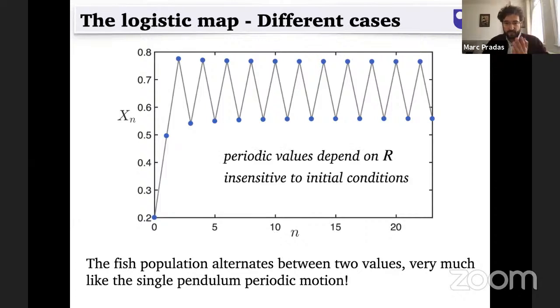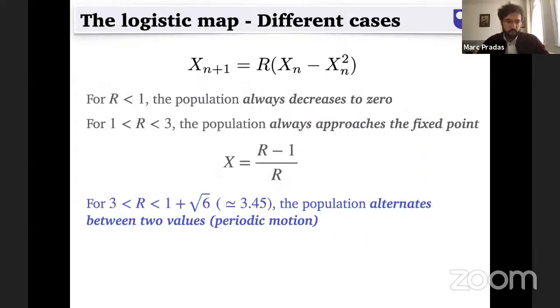What actually happens is that these periodic values depend on the value of r. But again, the important point here is that this is insensitive to initial conditions. It doesn't matter where you start from. You will always end up having this periodic motion around the same two points. So in fact, when r is between 3 and 1 plus the square root of 6, so around 3.45, the population always alternates between these two values. So it's periodic motion. So what happens when r keeps increasing?